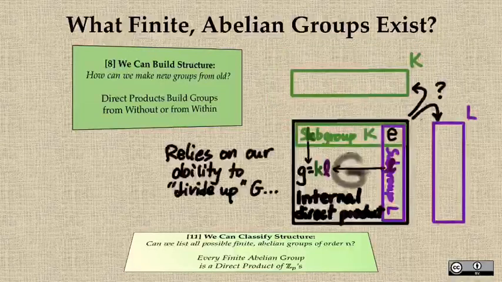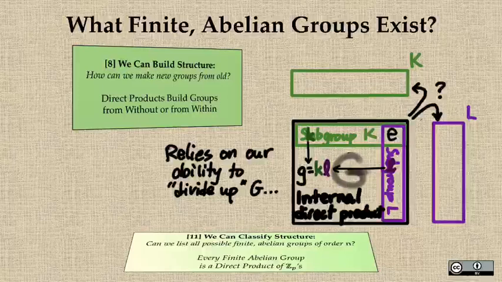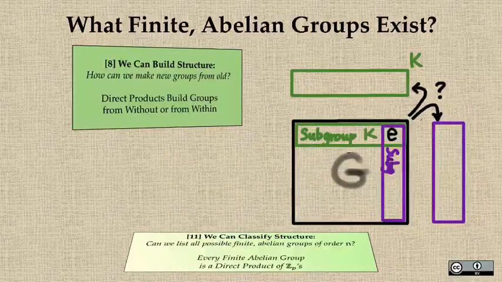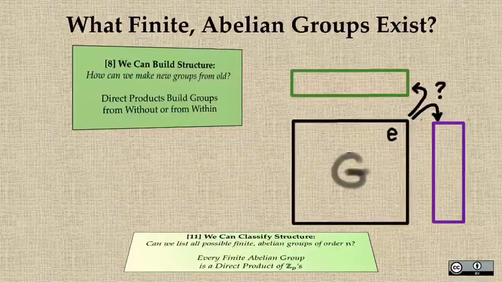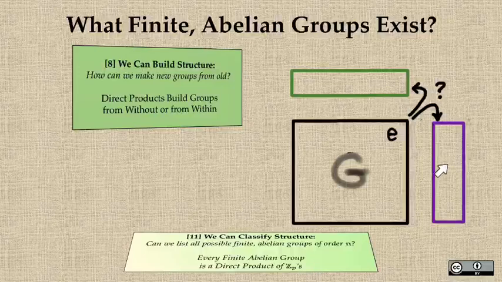And the picture, actually, let me go back to this picture for a second. The picture that emerges is that if you give me two completely unrelated groups, like a group here and a group here, I can use the direct product that we've already talked about to assemble those groups into a bigger group whose elements are ordered pairs. So that's a building operation.